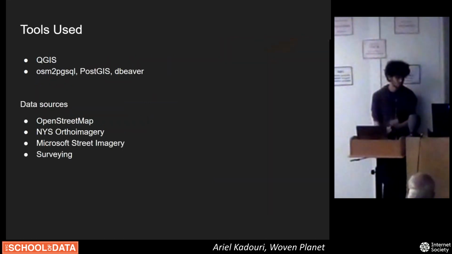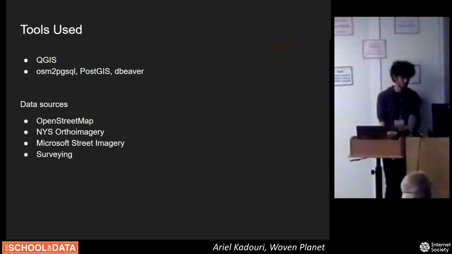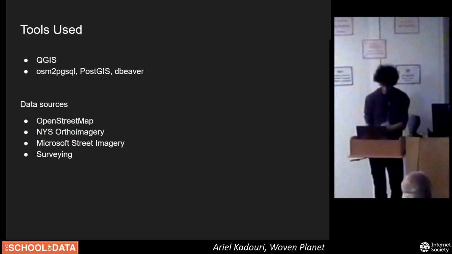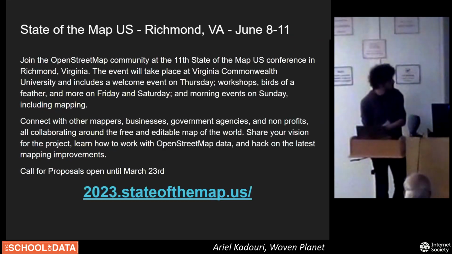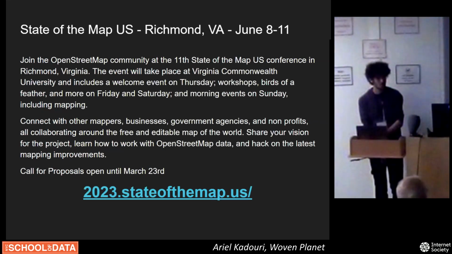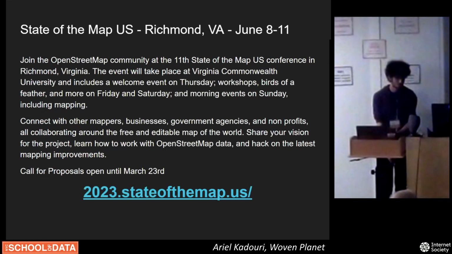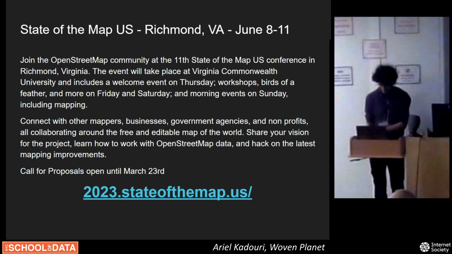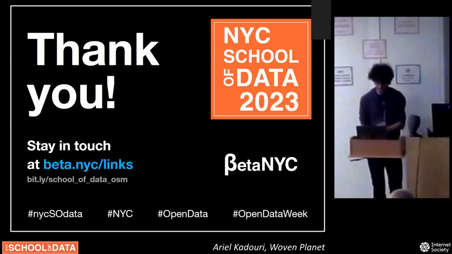This is just a list of most of the tools I used. I forgot the Python tools here, but those are in the earlier slides. There's going to be a local OpenStreetMap conference down in Richmond. A bunch of us are going to take the train. Proposals are still open if you have any talk ideas. Come join us. Thanks.